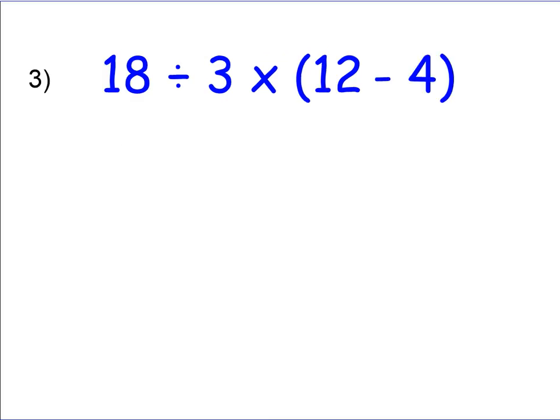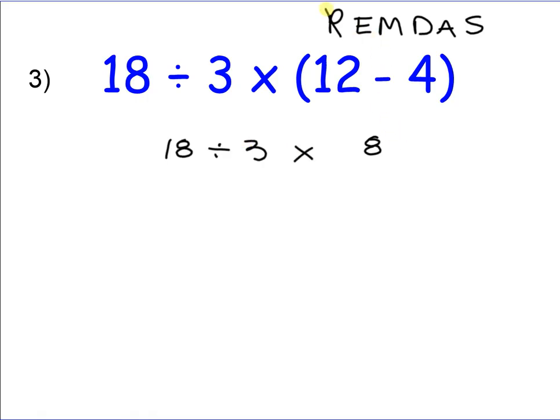All right. Each time we do another example, we're just going to get a little bit more complicated, but I'm always going to write my PEMDAS up there. So we do have parentheses, so let's take care of this first. 12 minus 4 is 8, and I'm going to rewrite the rest of the problem here. 18 divided by 3 times 8. So I've taken care of my parentheses. I do not have any exponents, so that is done.